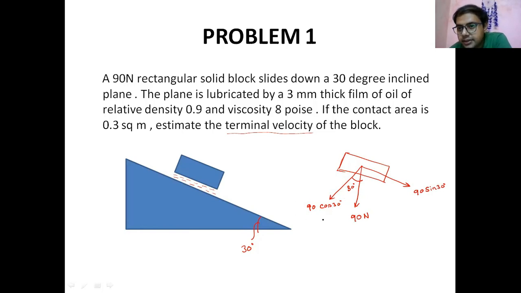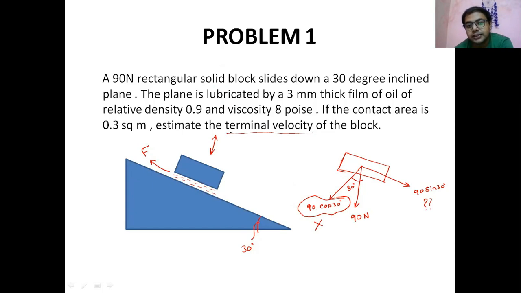This force is balanced because the block is staying here, with no upward or downward movement. So there is no movement in this direction; this force is balanced, and we are not considering it. Next, what about this inclined force? It is balanced by some frictional force, due to the viscosity. When both forces balance, then only we'll get the terminal velocity.